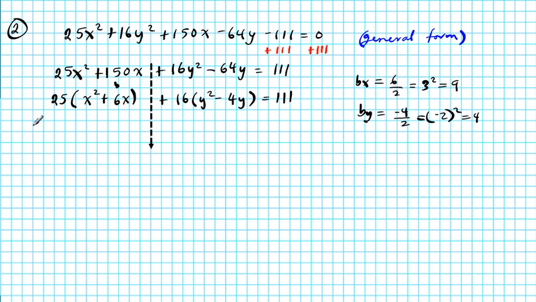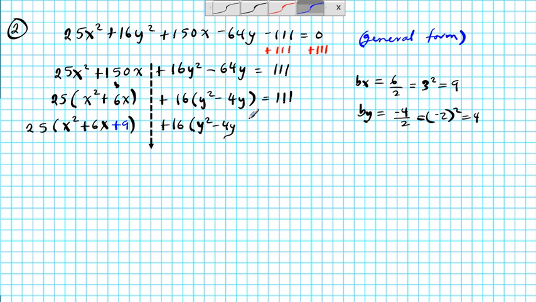Now for the x world, we have 25 x squared plus 6x, and I'm going to insert that number right there, plus 9. And then on the y world, 16 y squared minus 4y, and I'm going to insert this number right here, plus 4, just to make it a perfect square trinomial, equals 111.